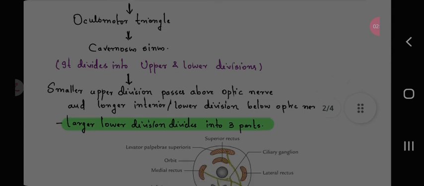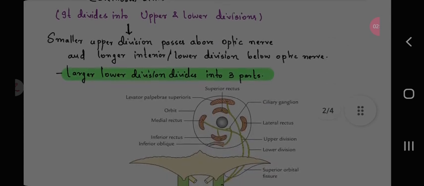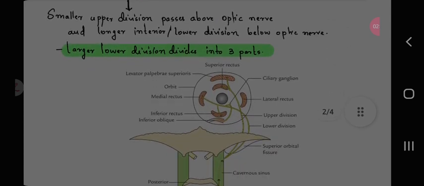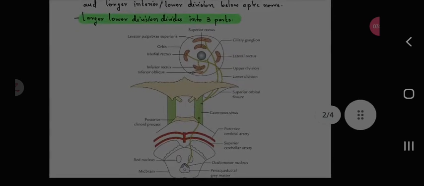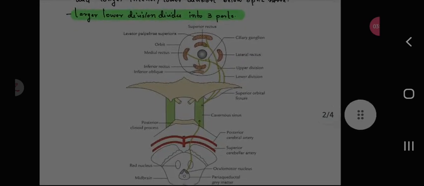In the oculomotor triangle of the cavernous sinus, it divides into upper and lower divisions. The small upper division passes above the optic nerve and the longer inferior lower division passes below the optic nerve. The larger lower division divides into three parts. Superior rectus, levator palpebrae superioris, ciliary ganglion, lateral rectus, medial rectus, inferior oblique.